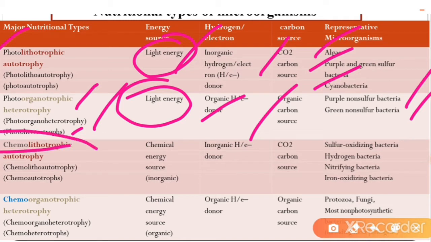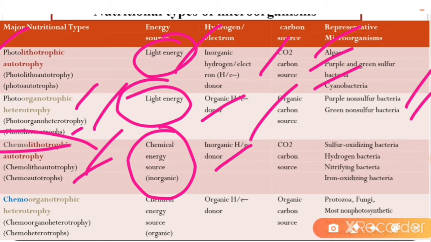Next one, chemolithoautotrophy, the chemoautotrophs. They use chemical energy as the energy source, inorganic hydrogen as the electron donor, and CO2 as a carbon source. Examples: sulfur oxidizing bacteria, hydrogen bacteria, nitrifying bacteria, and iron oxidizing bacteria.